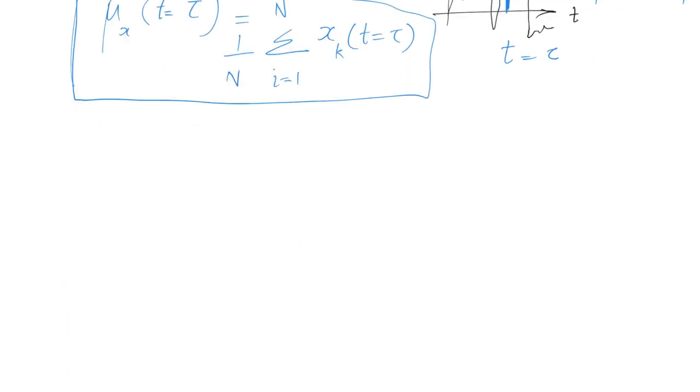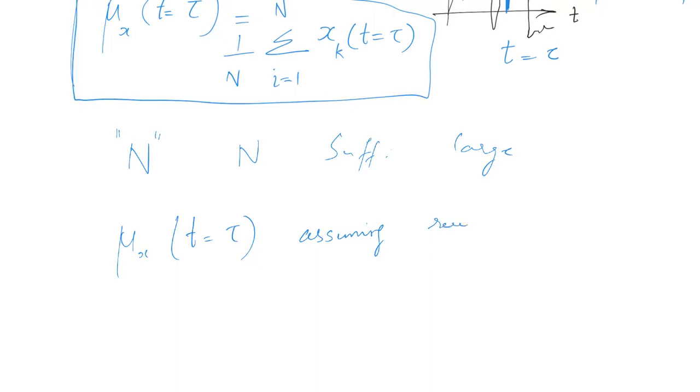Or in other words, here in this example I took 4 examples, but let's say I have capital N examples, where capital N is sufficiently large, and then this mu x of t equal to tau, the mean at the time instant t equal to tau, is assuming some recognizable limits, then we can say that the excitation or the displacement of the landing gear is showing some amount of statistical regularity.